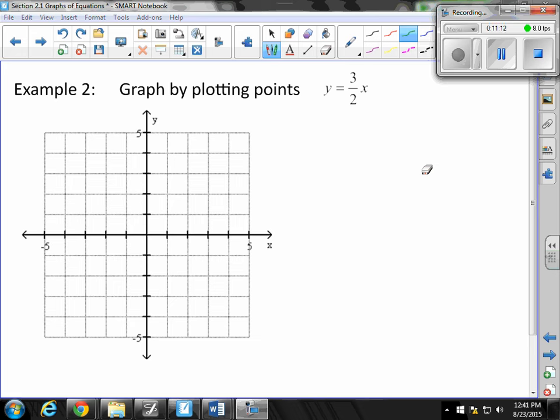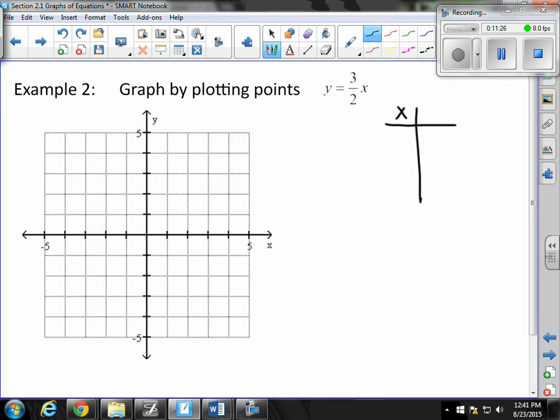And our next problem says graph by plotting points. y equals 3/2 x. Now in this example, they have not given us numbers to plug in. So we need to either think about creating an XY chart or points. I kind of like setting it up in chart format. And all I need to graph a line is 2 points that I can connect. So in this one, I can choose different values for x, and I can find the corresponding y values. Here, I'm going to let x be 0, and then I'm going to let x be 2.